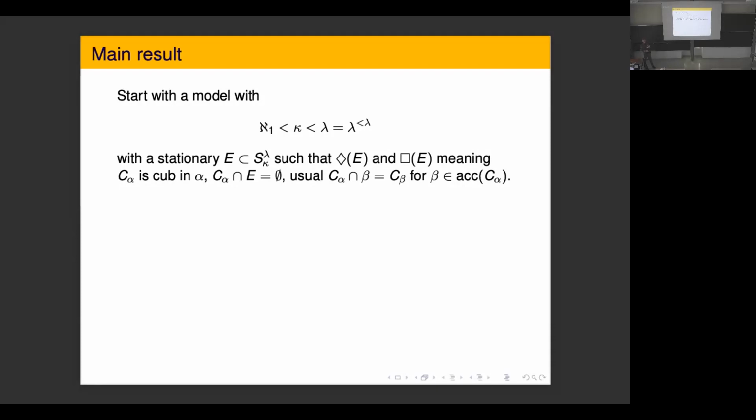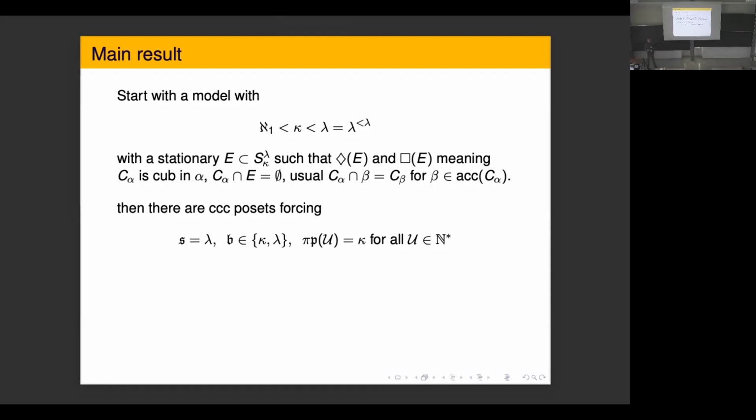So that's the hypotheses of the ground model, and before we do our forcing, what we prove is there are 2 different CCC posets. Both of them will force the splitting number right up at the top. One of them will force B going up to lambda. The other can allow B to stay at kappa. But the big thing we were working on is that every ultrafilter has pseudo-intersection number kappa.